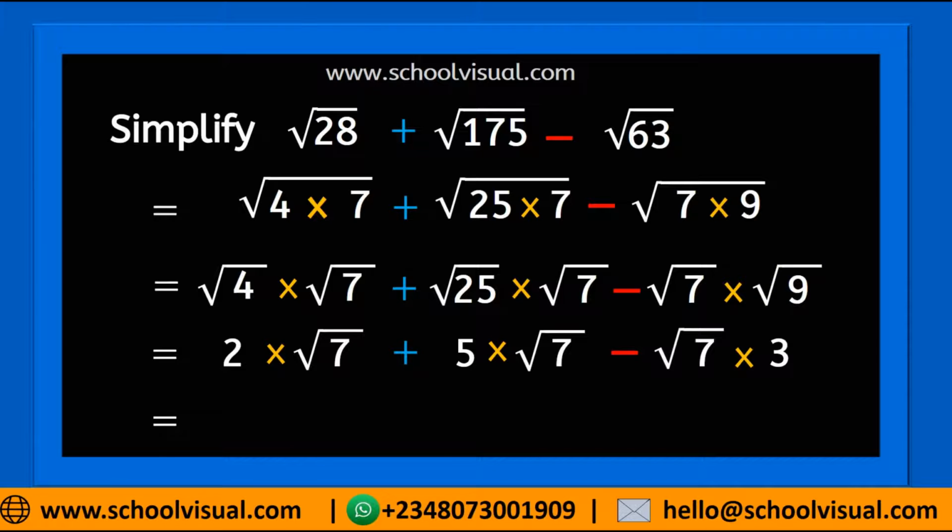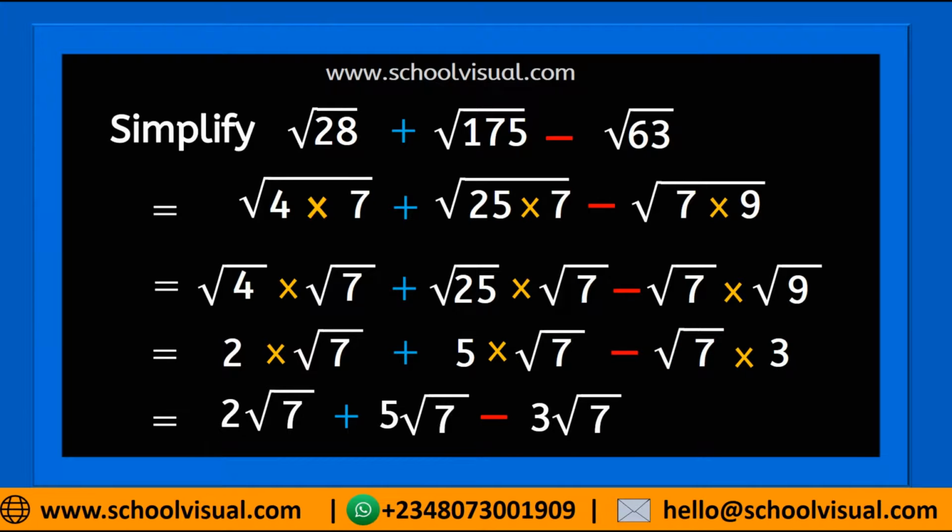Next step, 2 times root 7 is 2 root 7. The number without the square root stays outside, in front of the one with the square root. Okay, good. Write down your plus. 5 times root 7 becomes what? 5 root 7. Write down your minus sign. Root 7 times 3 becomes 3 root 7.